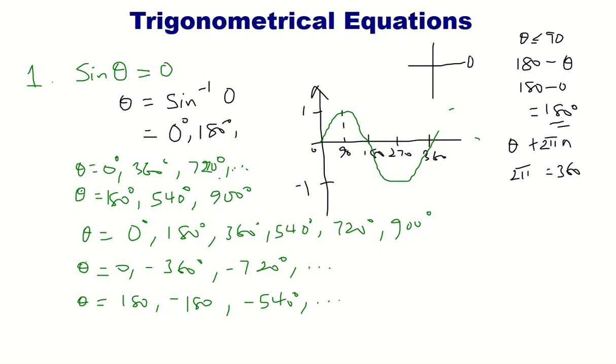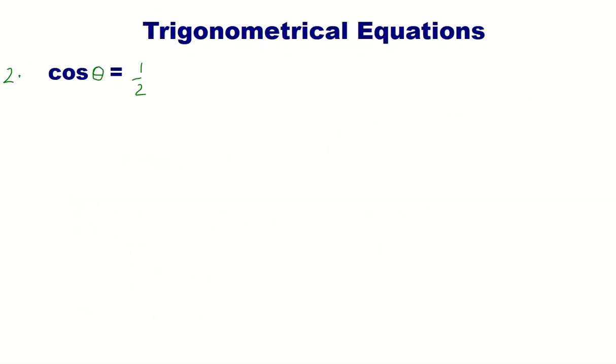All right, let's look at number 2. We have cos theta equals a half. The same steps we go through. The first step is to find the first value of theta, an acute angle that gives us cos theta as a half. That acute angle is got by the inverse of the ratio given. So we have cos here, so theta will be the cos inverse of this fraction here.